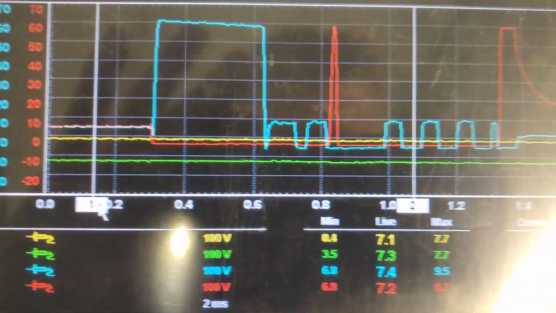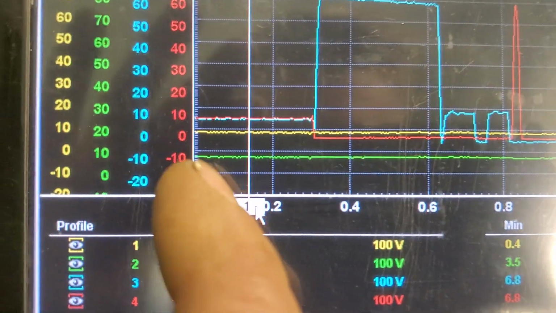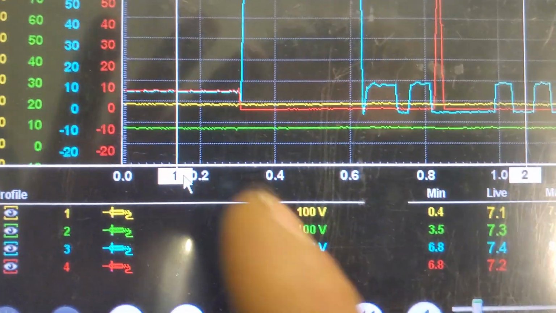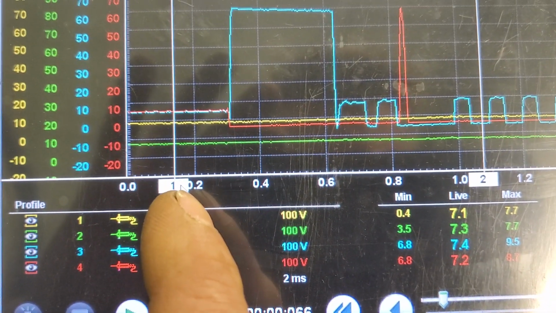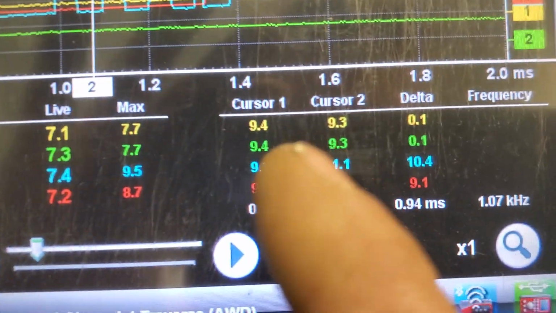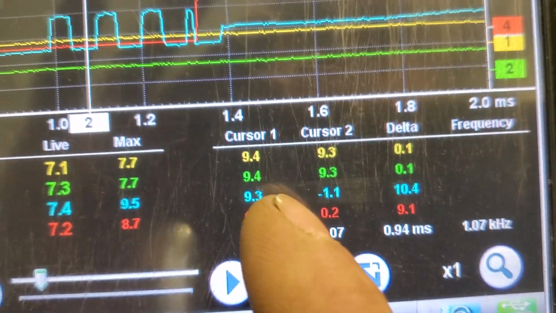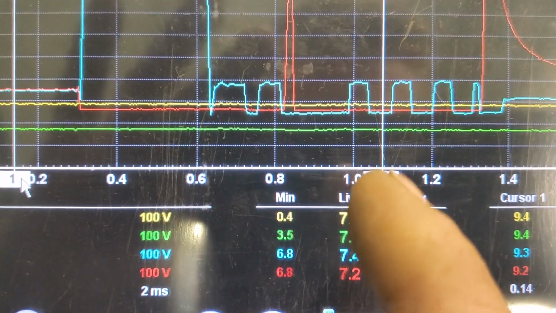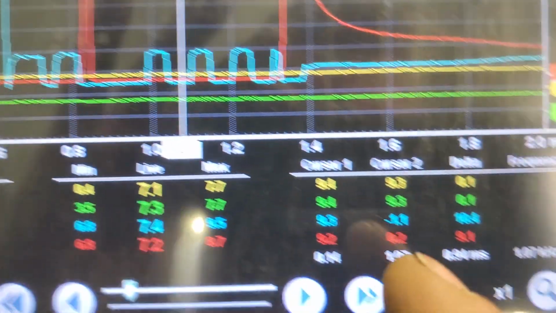Alright, before we get carried away, I wanted to show you guys injector 4. If you look, okay, cursor 1's on injector 4, right? Look at the voltage, 9.4, right? Cursor 2 is like midway in.